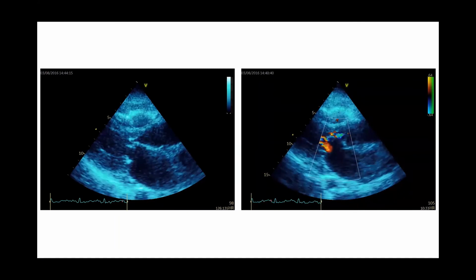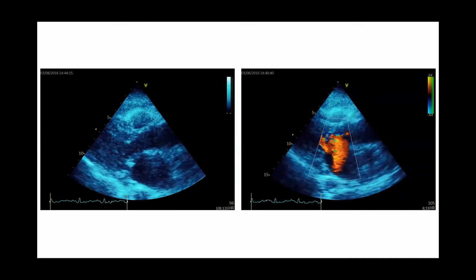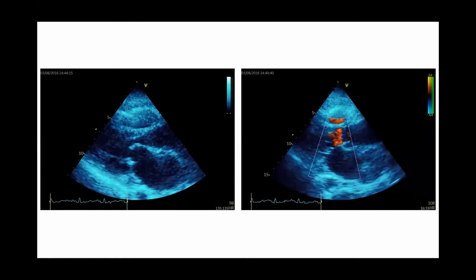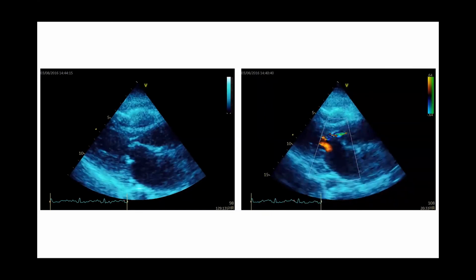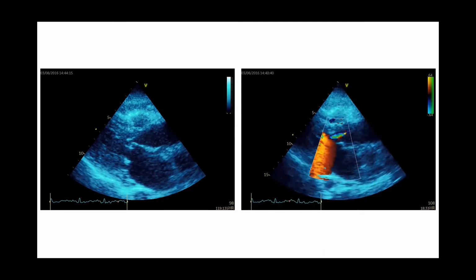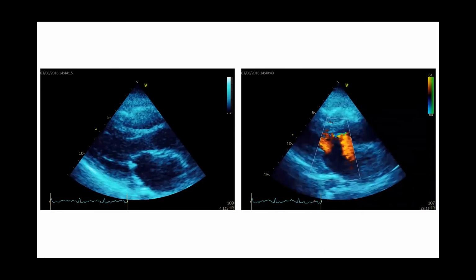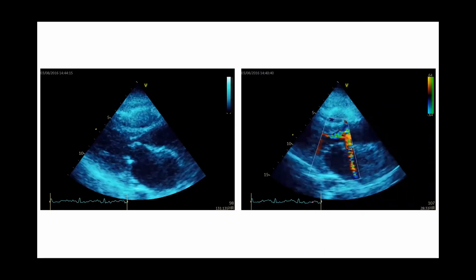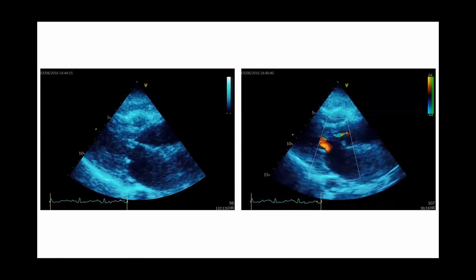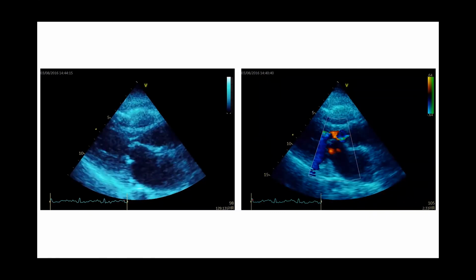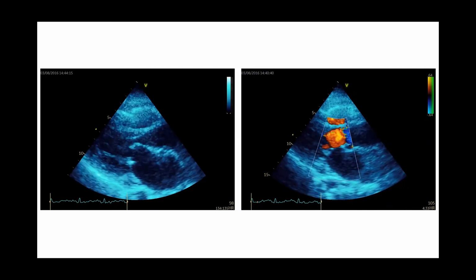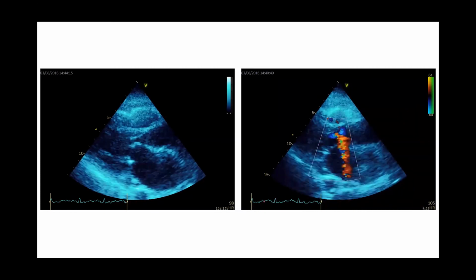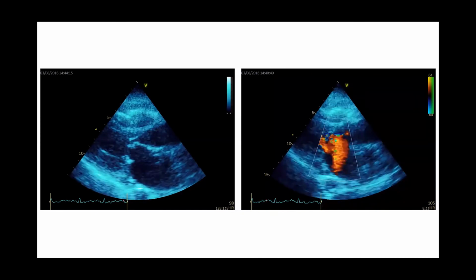The LV looks to be functioning well. I can't see any regional motion abnormalities in this view, and the right ventricle doesn't appear to be dilated. Looking at the color, so now on my right, there looks to be a flame-shaped jet going into the left ventricle from the limited color flow I've got, and at the aortic, there appears to be some aortic regurgitation, but I'd like to slow it down to make sure I'm looking at that in the right frame.